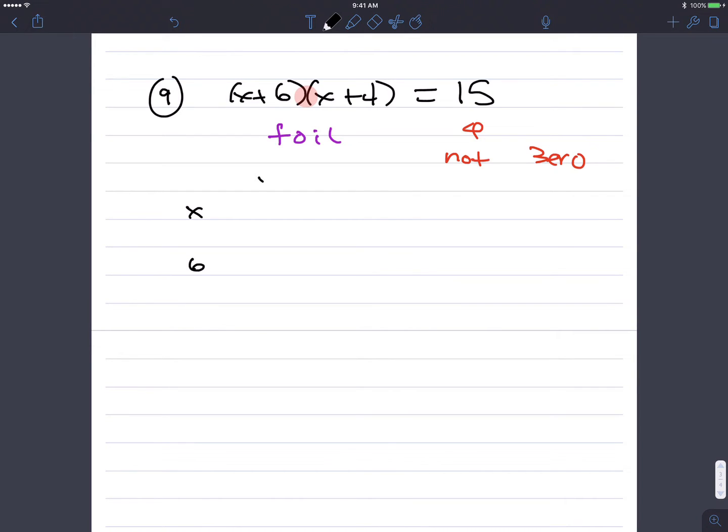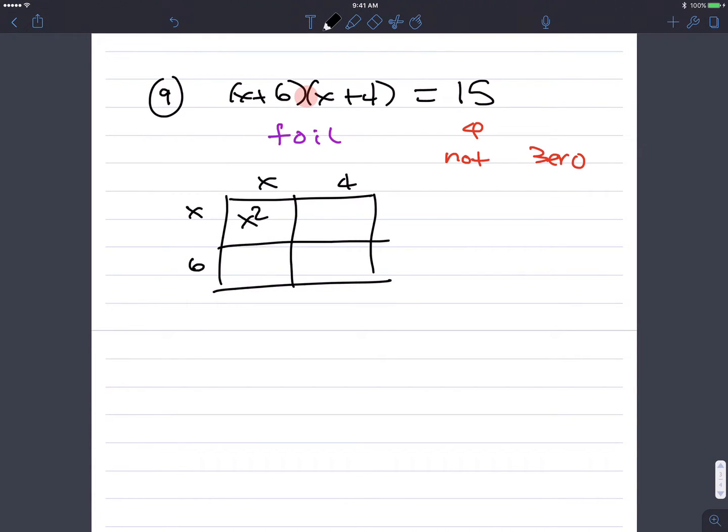x and 6, x and 4. Let's get our FOIL box. We get x squared and 4x, 6x, and 24. So notice when we do our FOIL, the diagonal terms are like terms, and we get x squared plus, what's 6x plus 4x? That's 10x plus 24 will equal the 15.